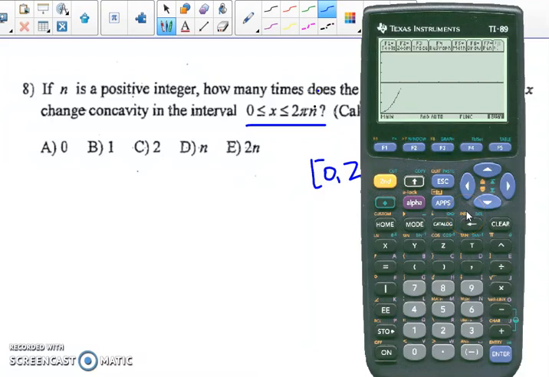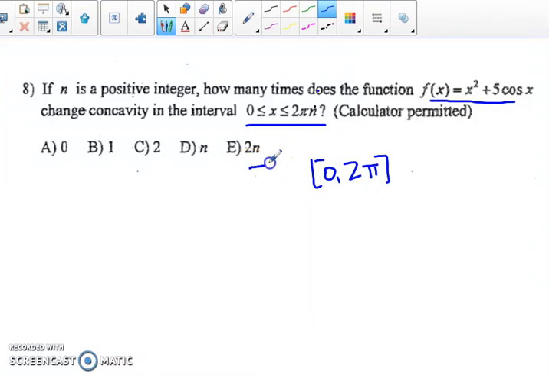Let's count how many times the second derivative changes sign, because that will tell us how many times the function changes concavity. And when this stops saying busy, I'll know the graph is done. But it looks like 2 times on the interval, which means 2 times on each interval, and there are n intervals, so the answer will be 2n, which is E.